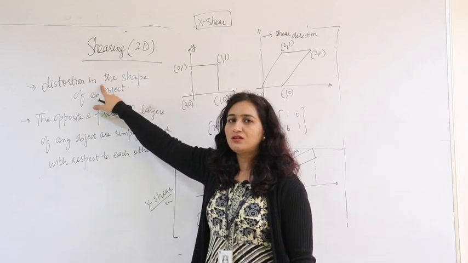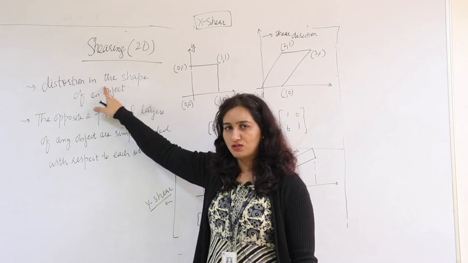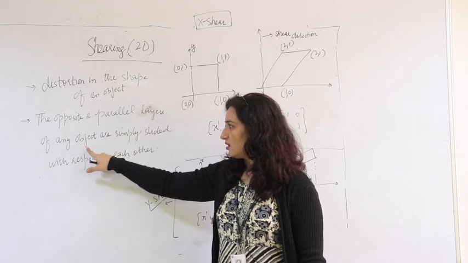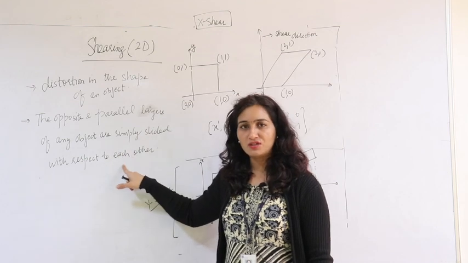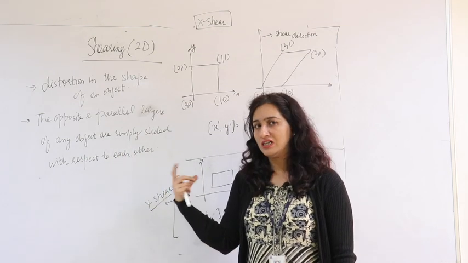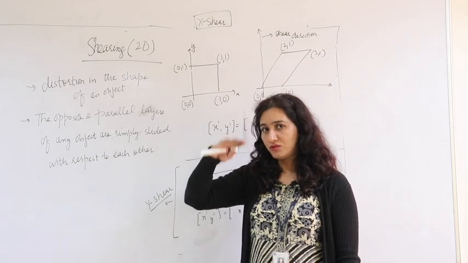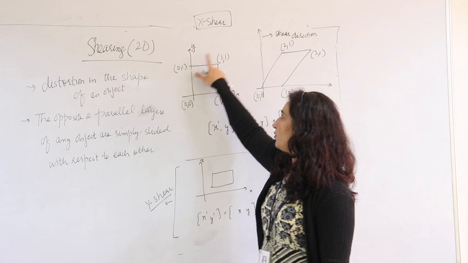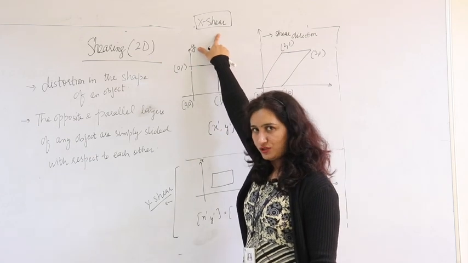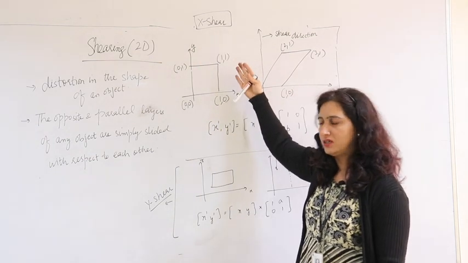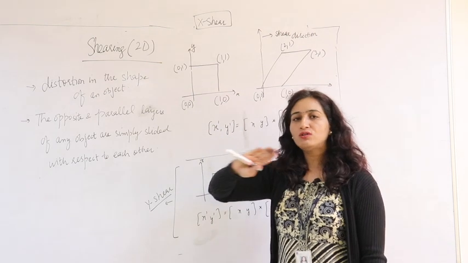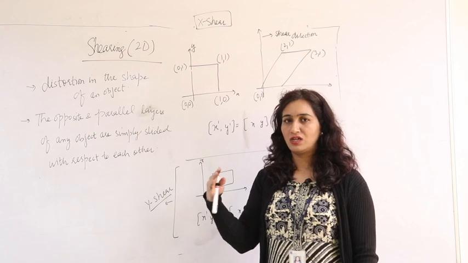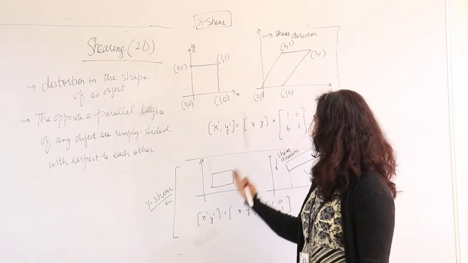So what do you mean by distortion in the shape? Distortion means the opposite and parallel layers of an object are simply slid over each other. So the shape of an object is changing, but the opposite and parallel layers are slid over each other. Here, suppose we are talking about x shear. What is x shear? In x shear, there is no change in the x-axis position of an object, but there is a change in the y-axis position.